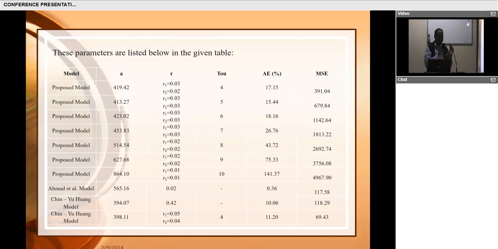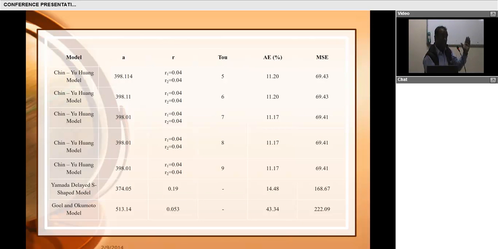I am repeating the conclusion. I proposed a software reliability growth model which incorporated both change point and testing effort function. During the last 3 to 4 decades, we had numerous software reliability models. Actually, with the help of testing effort, I got this result.